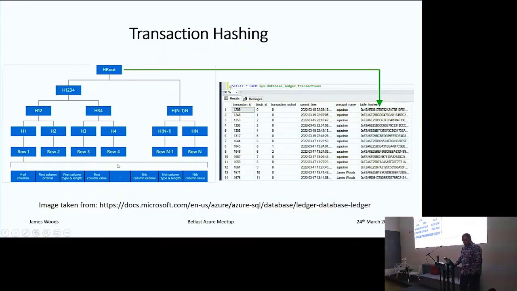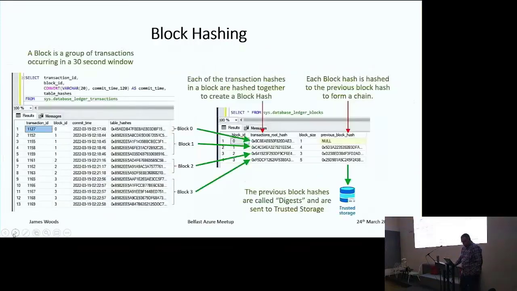In the same way, if this has 1,000,000 rows in it, we'll have 1,000,000 hashes at the first tier, then 500,000 and so on in the hierarchy, till we get down to 1. And if we change one row and recalculate all the hashes, the root hash will be different. So in theory we could save these table hashes off to trusted storage, but it's not what Microsoft do. They take it one more step and they do this block hashing.